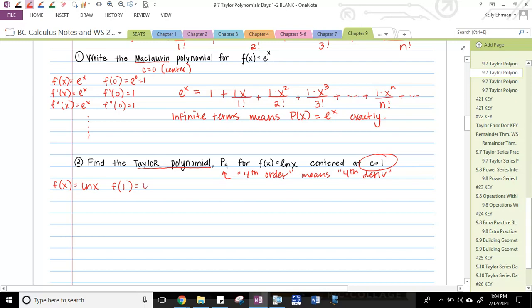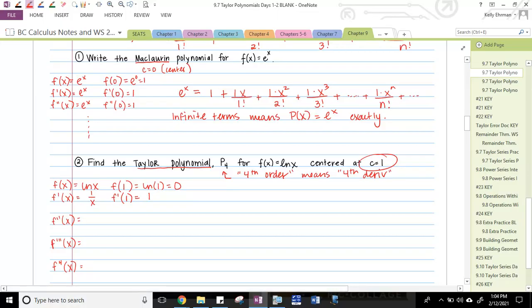Anyway, what is natural log of 1? Natural log of 1, e to what power is 1? Equal to 0. So there's no constant term for my first term of my polynomial. We need to take 4 derivatives. So we need to get f prime, the second derivative, the third derivative, and the 4th derivative. And then we'll evaluate each of those at 1. What's the derivative of natural log of x? 1 over x. What is the derivative evaluated at 1? 1 over 1 is 1.